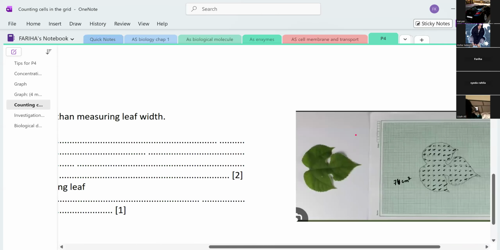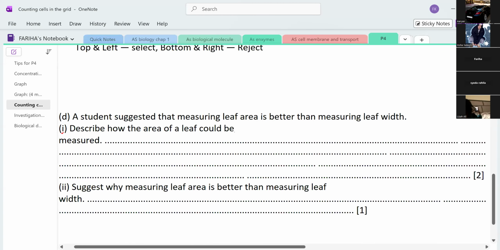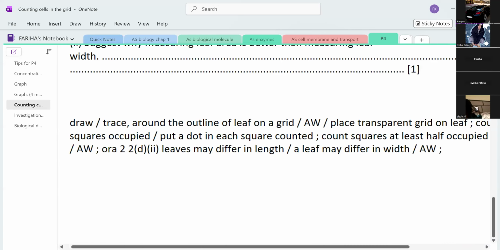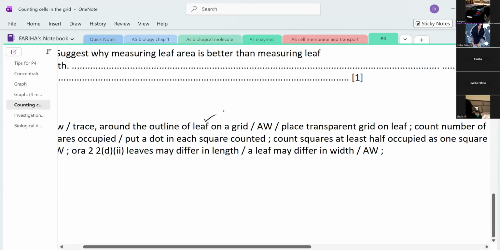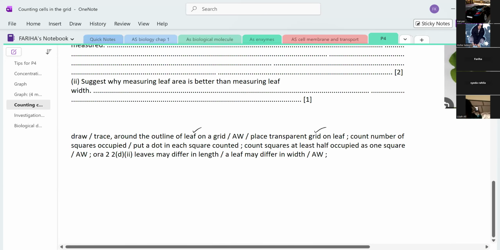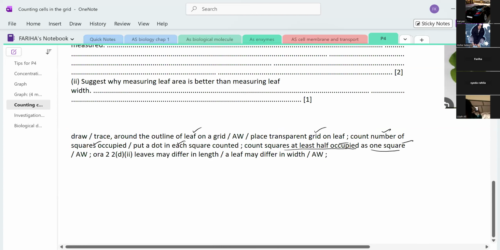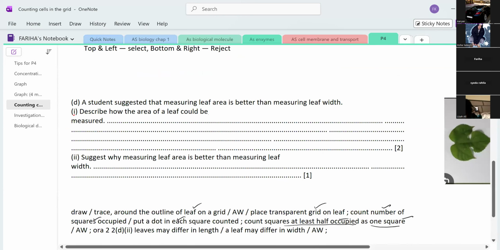Okay, clear? So how do we measure the area of the leaf? Let's look at the mark scheme. Draw, trace out the outline of the leaf on a grid. Or we can place a transparent grid on the leaf, or trace the outline of the leaf on a grid. Count the number of squares occupied. Put a dot or tick in each square counted. Count squares at least half occupied as one square. Okay, is this clear?